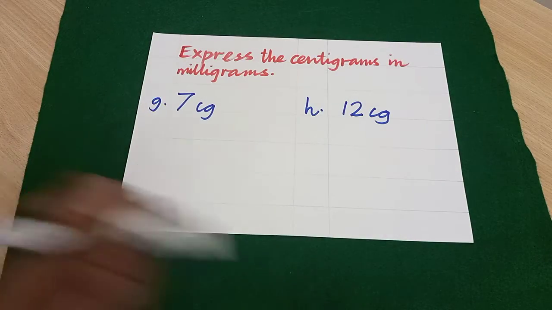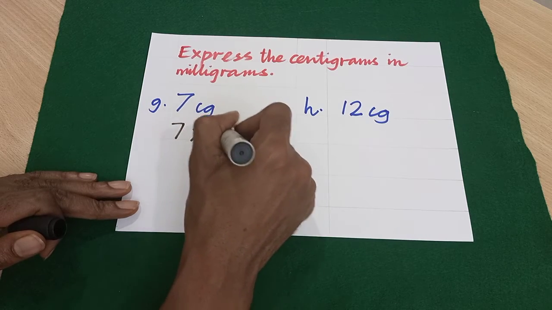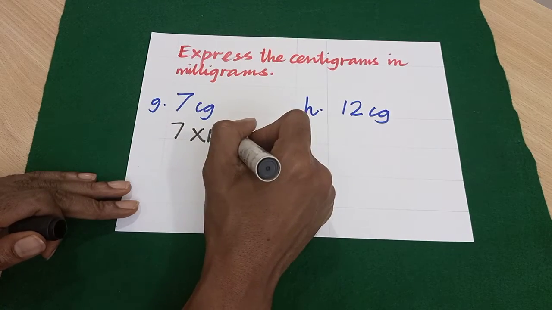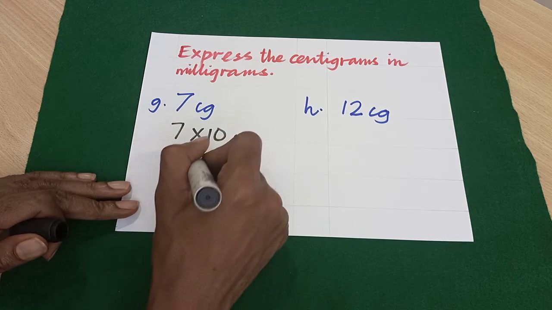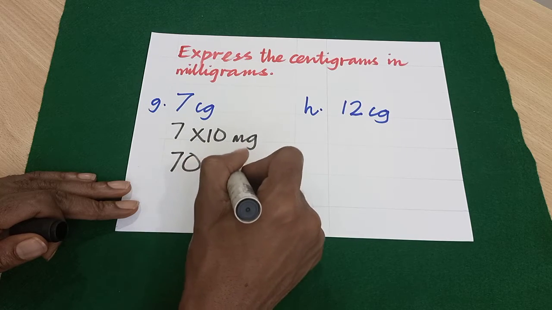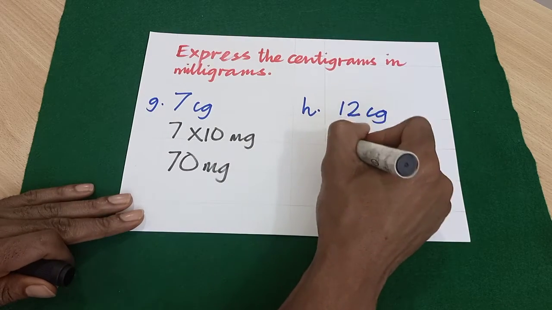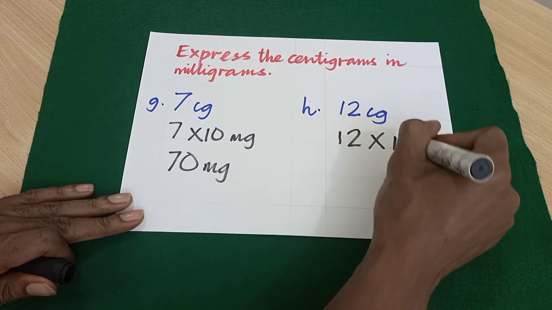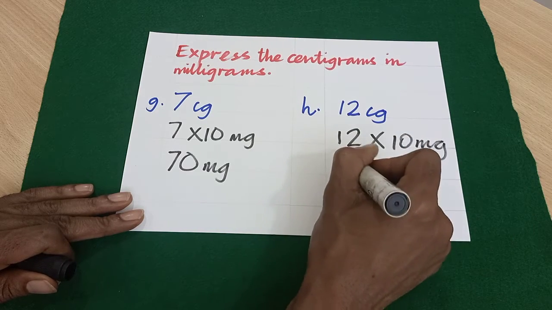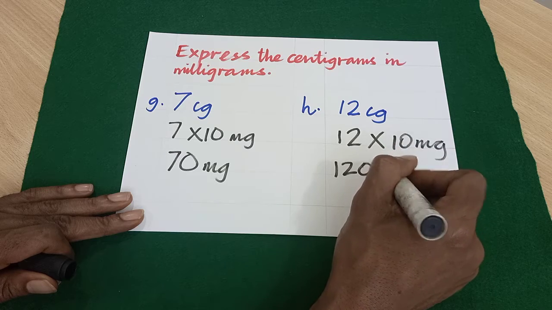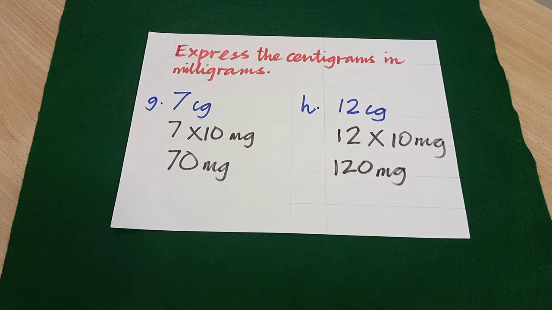Okay, so 7 centigrams is going to be what? 7 times 10 in milligrams, which is going to give us what? 7 with a 0 after it, which is 70 milligrams, and that is our answer. Okay, while 12 centigrams is going to be what? 12 times 10 milligrams. So this is going to give us what? 12 with a 0 after it, which is going to give us what? 120 milligrams.